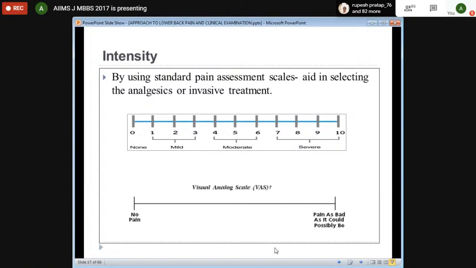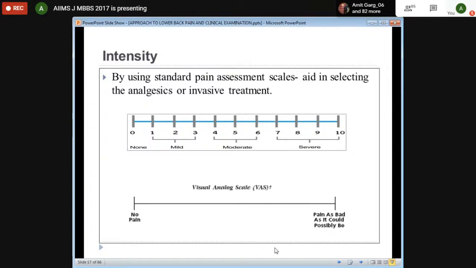Then, intensity of pain: there are various scales available for the intensity of pain. We usually use two types of scale, that is the visual analog scale and second is the numerical rating scale. Both are almost the same scale, and they are subjective types of scale. You can find in the picture that 0 is none, means it is a non-painful structure, 1, 2, 3 is mild, 4, 5, 6 is moderate type of pain, and 7, 8, 9, 10 is severe type of pain.